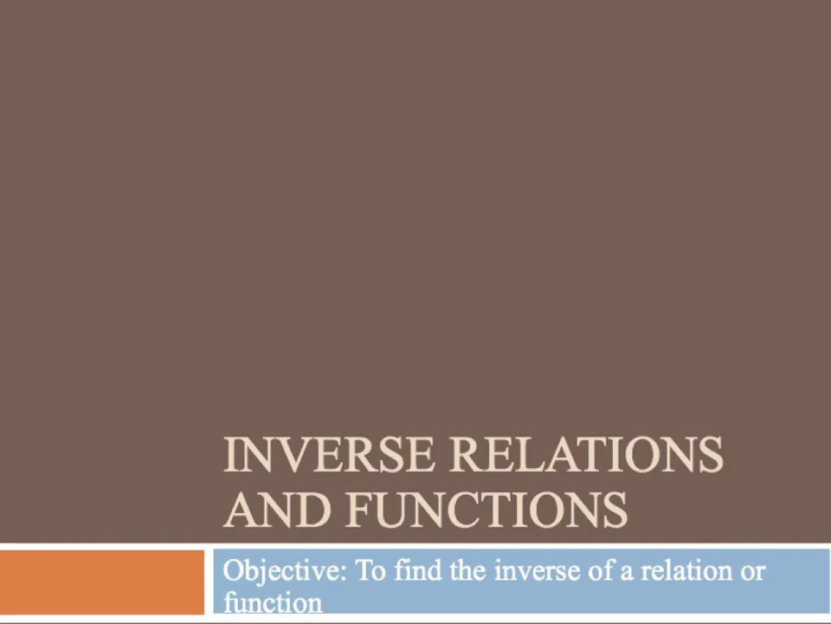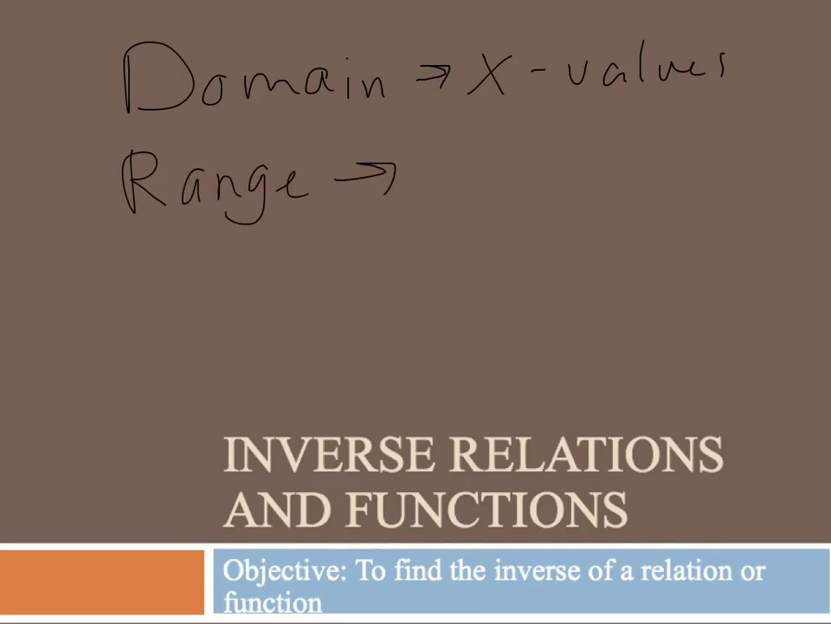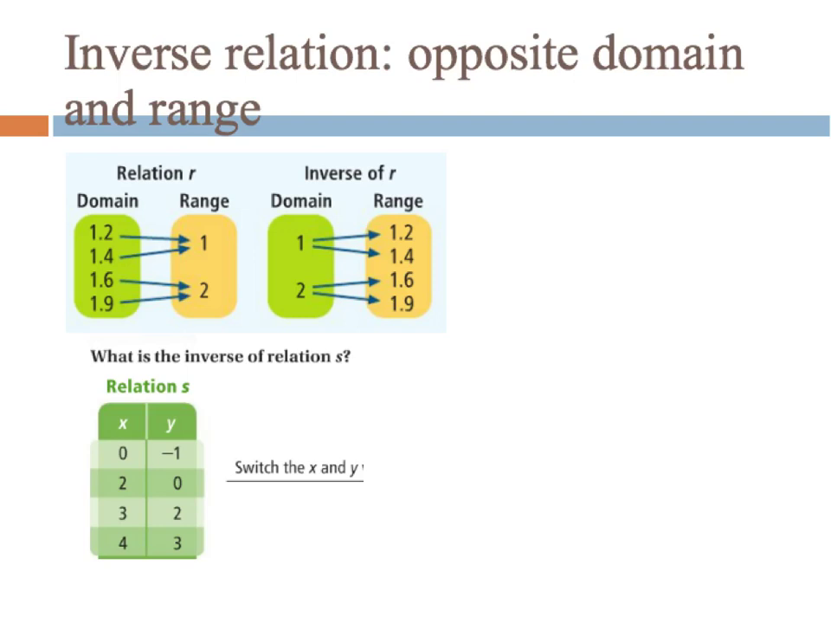be switching the domain and range. And remember, if you don't remember this, you should write this down. Domain is going to be your x values, and range is going to be your y values. So when you're finding the inverse, it's basically flipping your domain and range, so your x and y. Inverse relationship, we have opposite domain and range. Again, opposite domain and range.